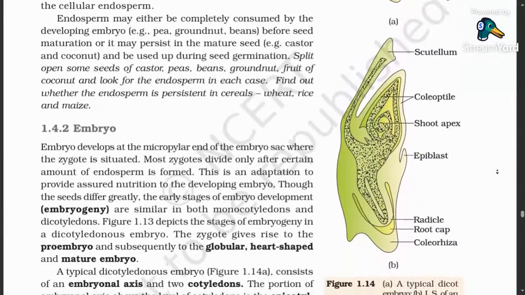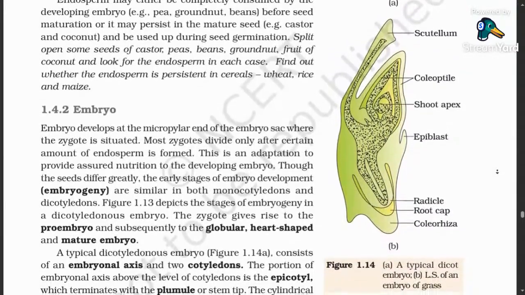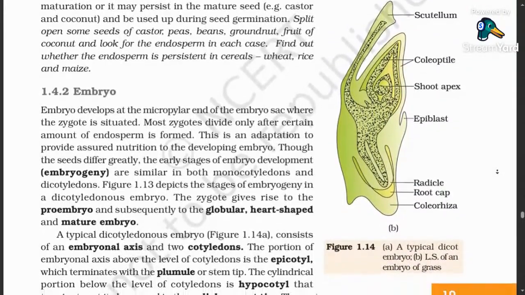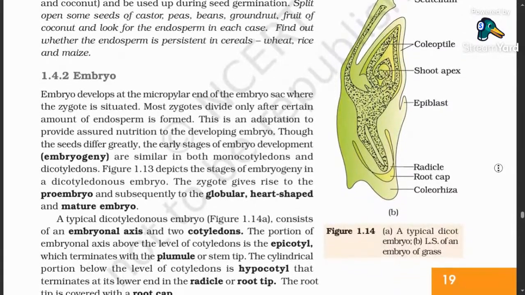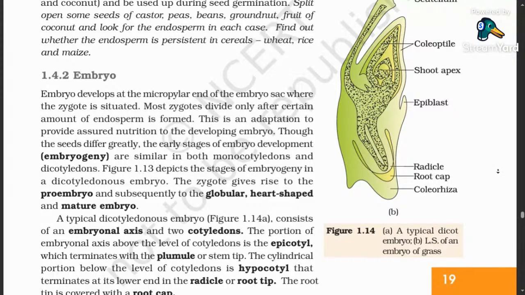Embryo. The embryo develops at the micropylar end of the embryo sac where the zygote is situated. Most zygotes divide only after a certain amount of endosperm is formed. This is an adaptation to provide assured nutrition to the developing embryo. Though seeds differ greatly, the early stages of embryo development, embryogeny, are similar in both monocotyledons and dicotyledons. Figure 1.13 depicts the stages of embryogeny in a dicotyledonous embryo. The zygote gives rise to the proembryo and subsequently to the globular, heart-shaped, and mature embryo.